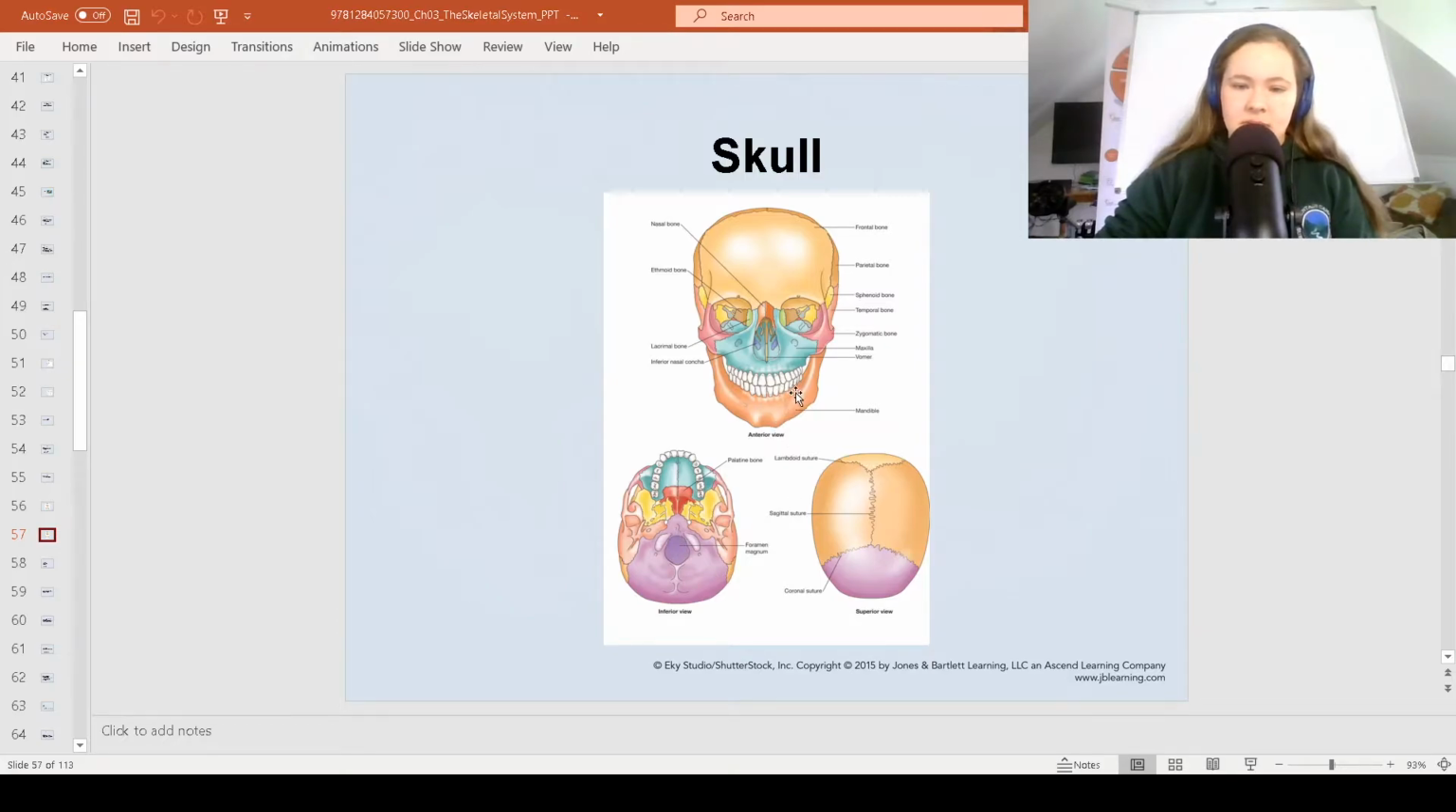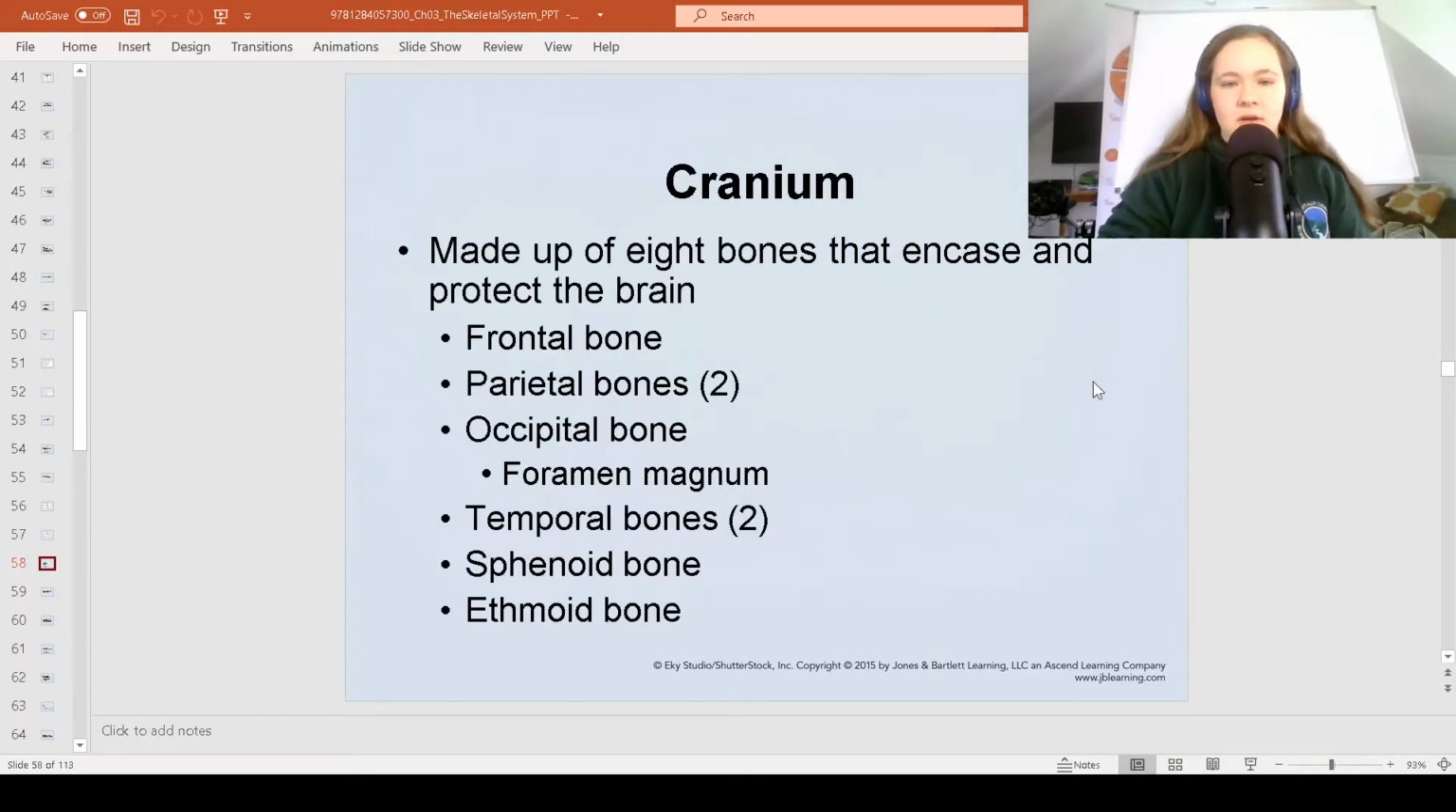Anterior view, we've got the mandible once again. Remember, the mandible is the only thing that can actually move in the skull. The cranium is made up of 8 bones that encase and protect the brain. We've got the frontal, parietal, occipital, which has the foramen magnum, the temporal, sphenoid bone, and the ethmoid bone.